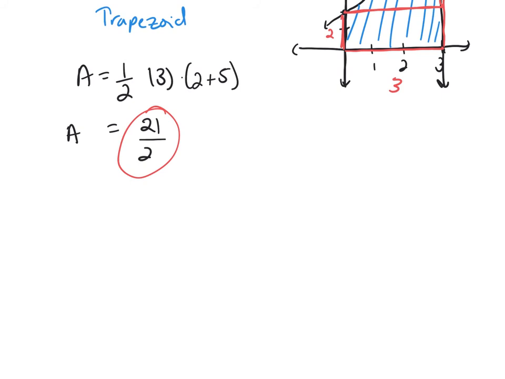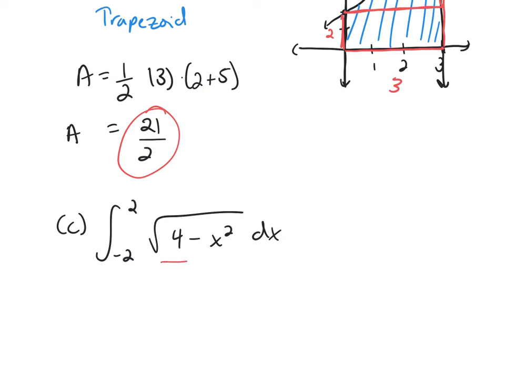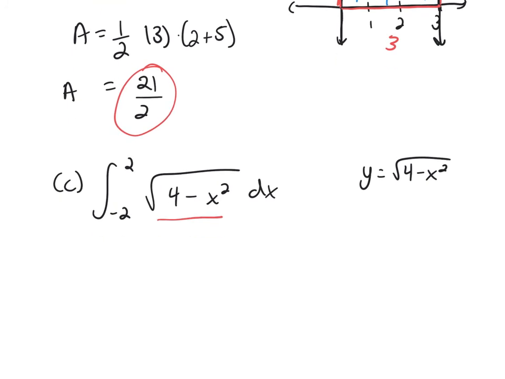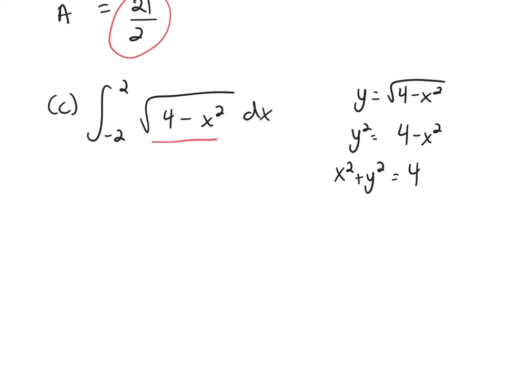So see the integral from -2 to 2, the square root of 4 minus x squared dx. So here my function is y equals the square root of 4 minus x squared. So let's rewrite this function. If I square both sides and add the x squared over, you'll see you have the equation of a circle, but this isn't actually the entire circle. Circle centered at the origin of radius 2.